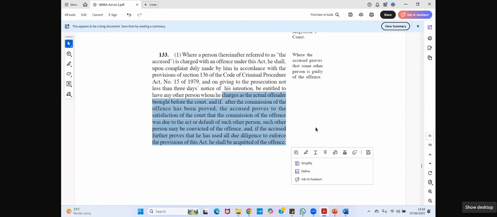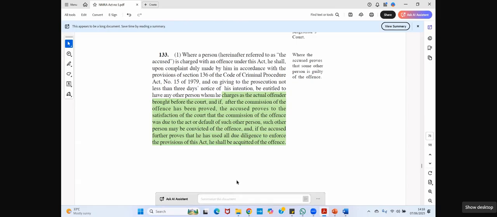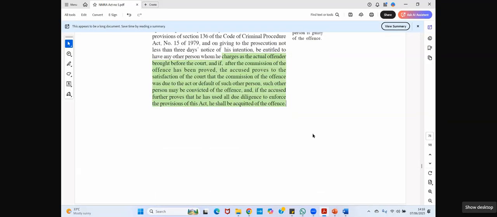Because you have been found guilty of something, within 3 days of your charge you can make a statement: I'm not the actual offender, some other person is. So that person will also be taken into custody. And in court you have to prove that you're innocent and that the other person is the one who really committed that offense, right? In that case, the other person who is now accused will get the punishment, and you have to prove you are innocent. In case you fail to prove your innocence, both of you will get the punishment.